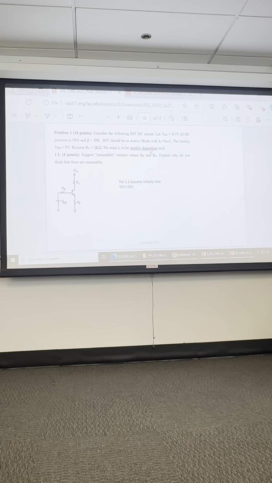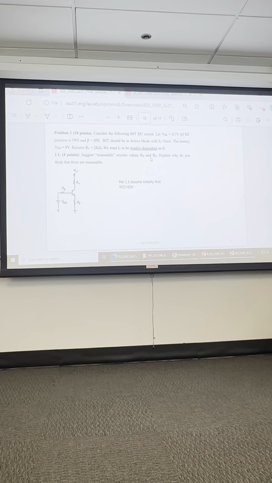So what formula do we come up with first? I_E is, now get that formula, how many R_B, R_E combinations are there? It's infinite, so how are you going to start the problem? I_E is equal to V_B minus V_BE over what do you do? R_E. It says select reasonable values for R_B and R_E.